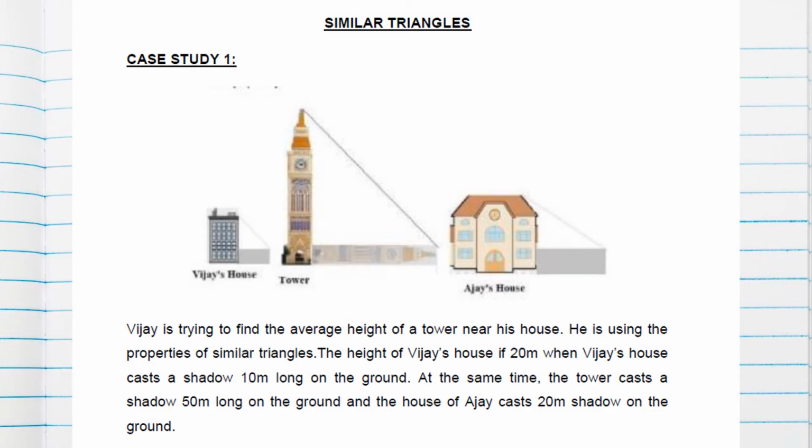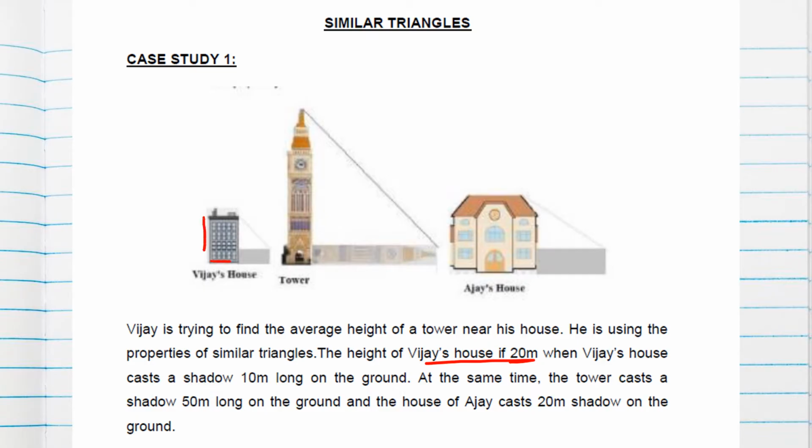This is case study 1 from the chapter Triangles, similar triangles. The question is: Vijay is trying to find the average height of a tower near his house. He is using the properties of similar triangles. The height of Vijay's house is 20 meters. So clearly in the picture we can say this is Vijay's house.